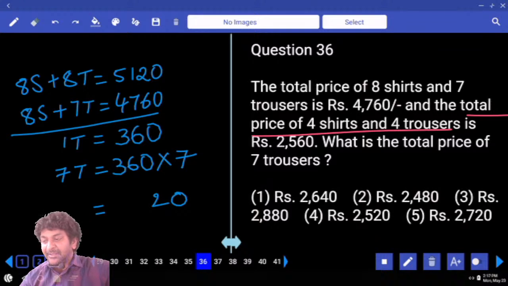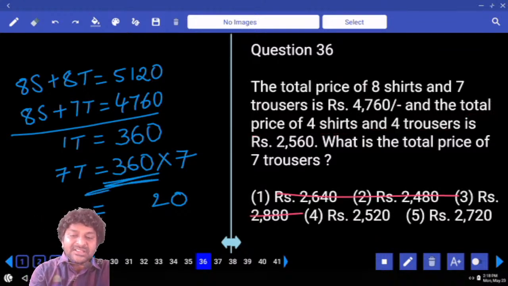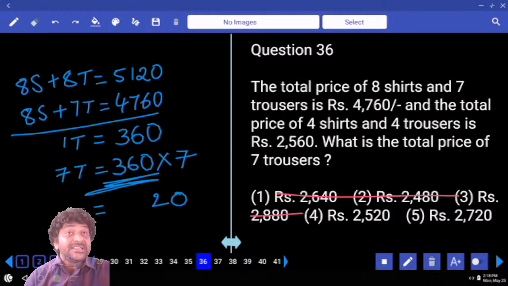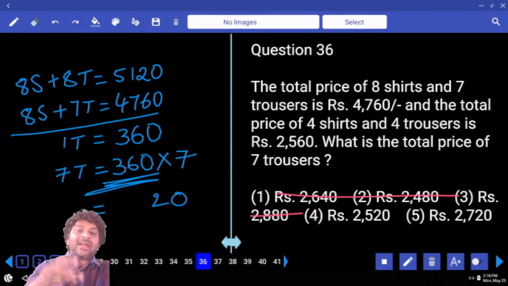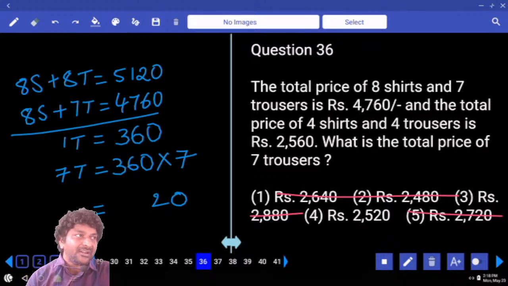How many options are there? Right, first 3 eliminated, correct? Now observe this fellow. Which fellow? 360. That is 9 multiple. Then answer must be 4th option, because 5th option is eliminated, which is not a multiple of 9. Over.